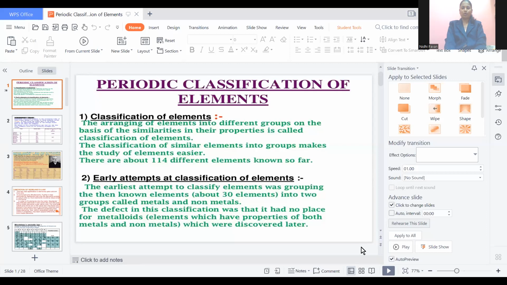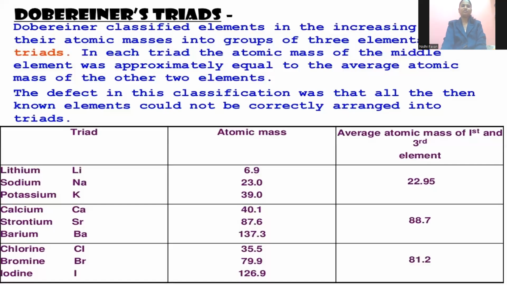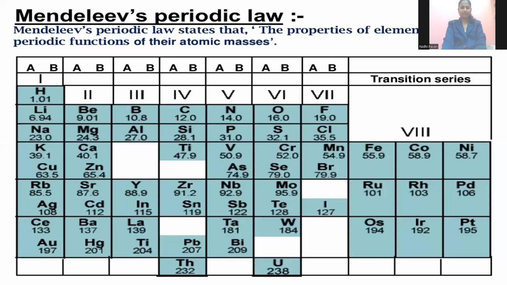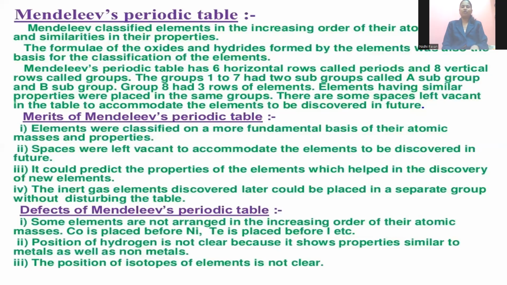In the last class, we were discussing periodic classification of elements. Today we are going to continue it. In the last class, we discussed Mendeleev's periodic table, then triads, as well as Newton's law of octaves. So today we are going to discuss the modern periodic table.